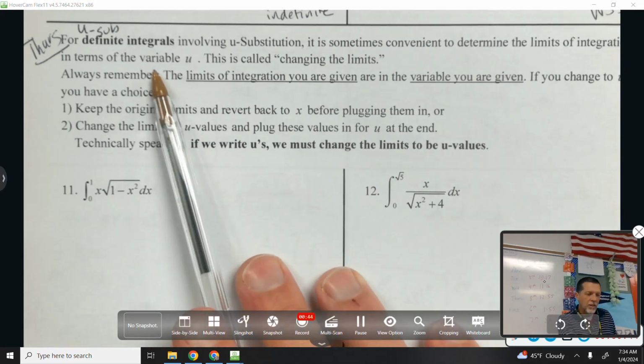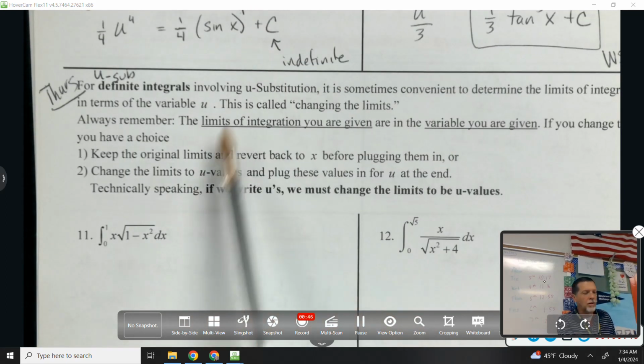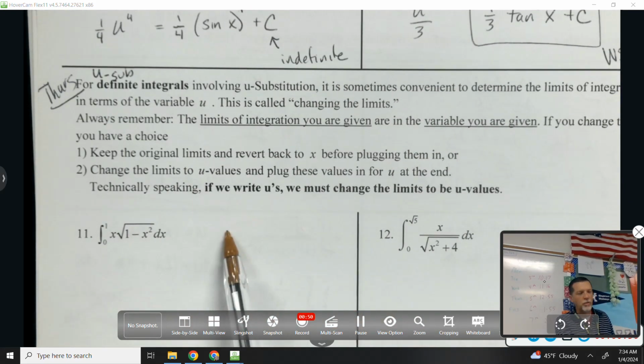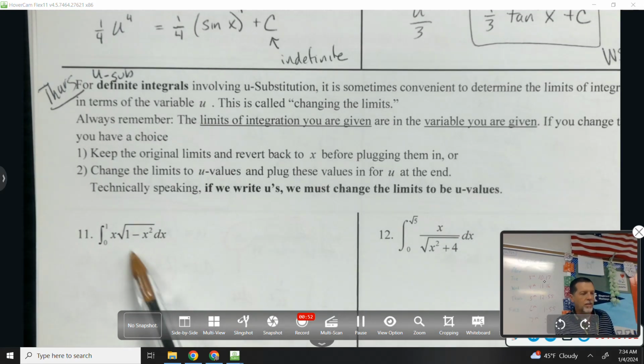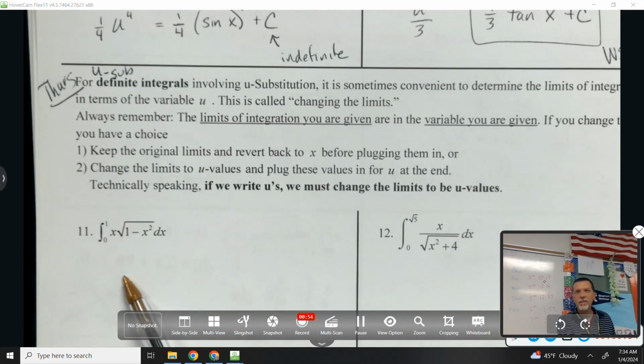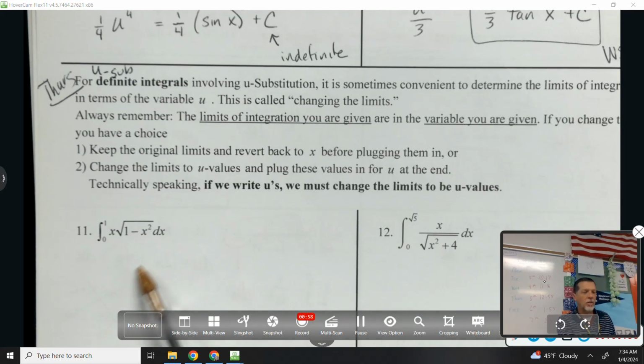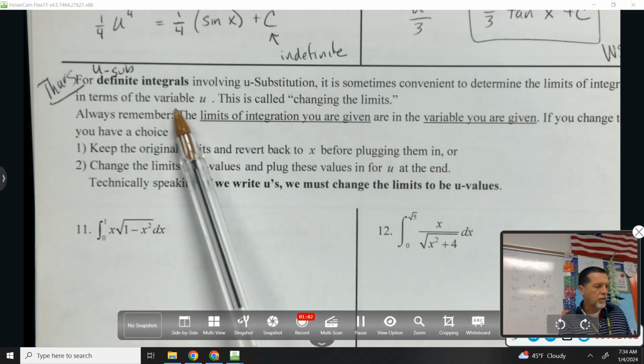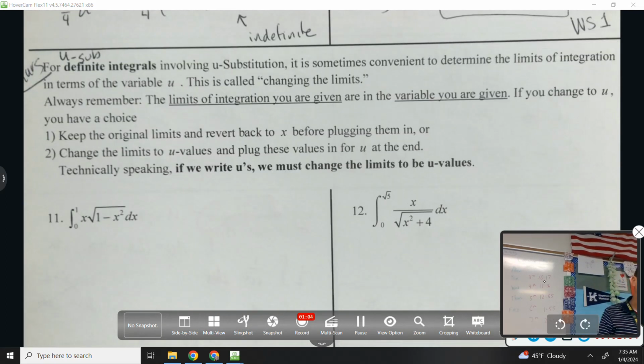For definite integrals, you don't have to worry about the plus c because you're going to do the top minus the bottom. So we've done definite integrals before, right? You take the antiderivative, plug in the top minus plug in the bottom. Remembering? So that part is the same. What's new is that we're going to still do some U substitution.